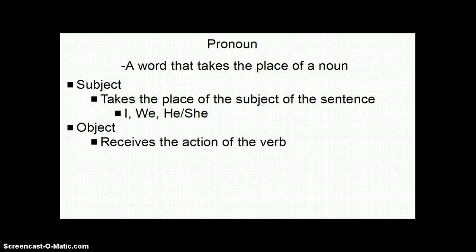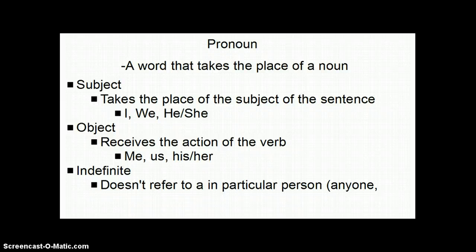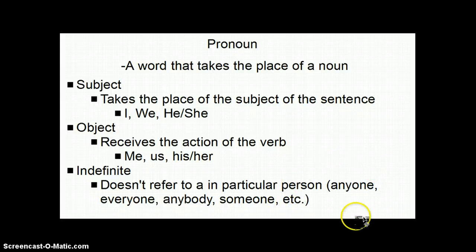Those are object pronouns. They receive the action of the verb. So you could say, he ran with me. He, subject, ran with me, object, receiving the action. So a pronoun has to match where it is in the sentence. Pronouns can also be indefinite, meaning they don't refer to anyone in particular. Anyone, everyone, everybody, anybody, nobody, somebody are indefinite pronouns.